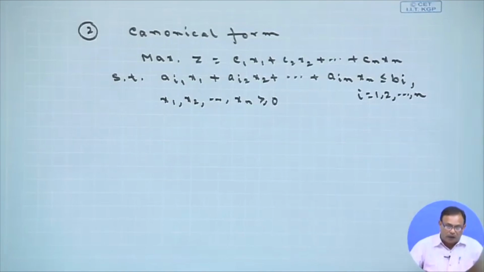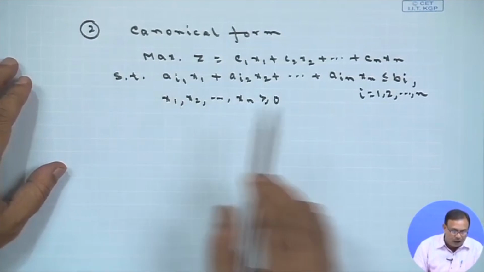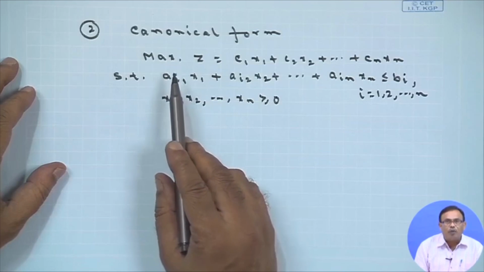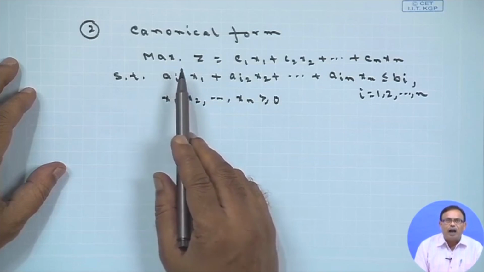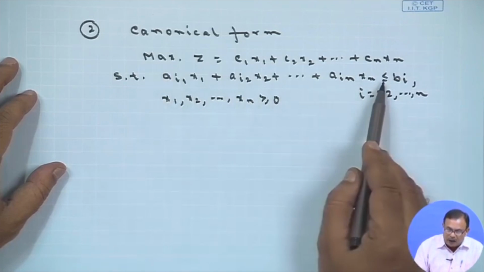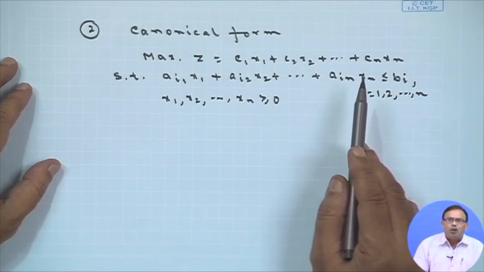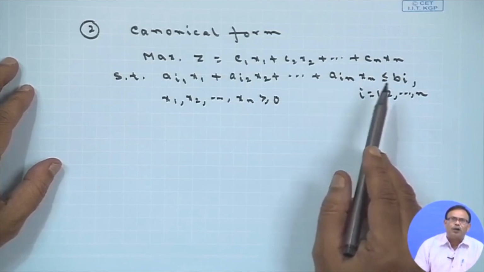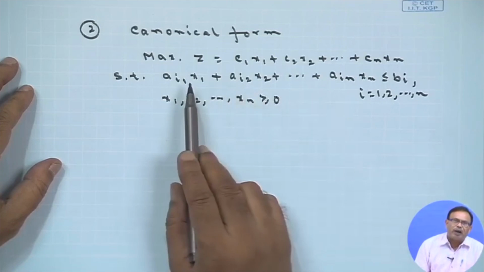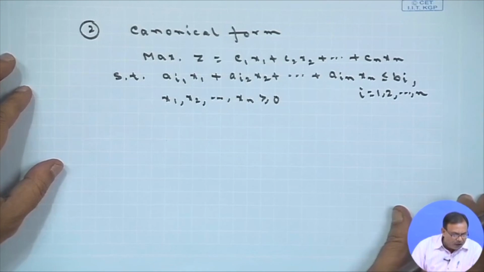Please note one thing here: we have changed the form. Whether it is a maximization problem or a minimization problem, I have to transform it into a maximization problem, and all the inequalities have to be only less than equals. Whenever we solve, we will always follow this notation: the problem will be maximization and the constraints will be less than equals.